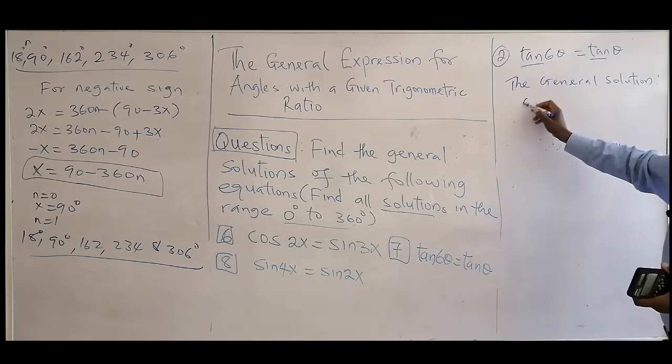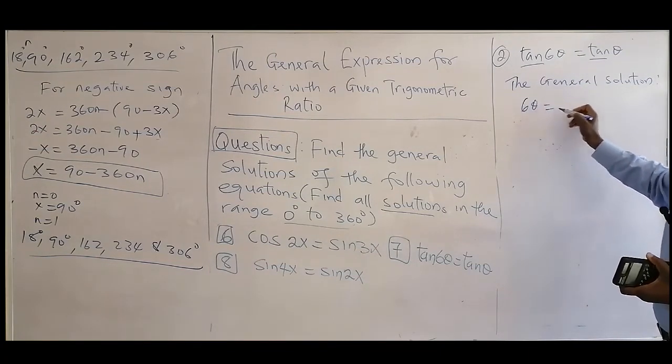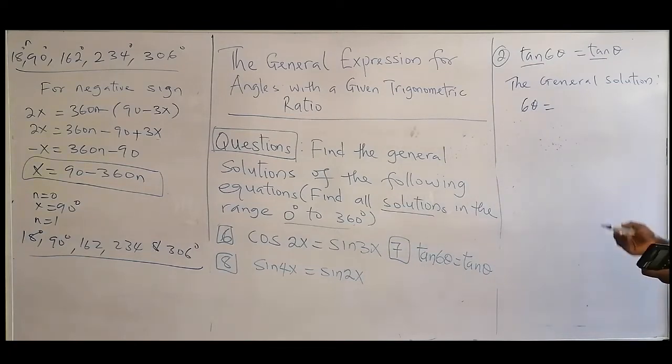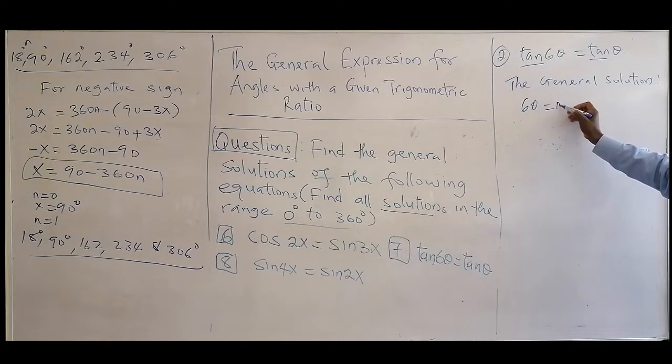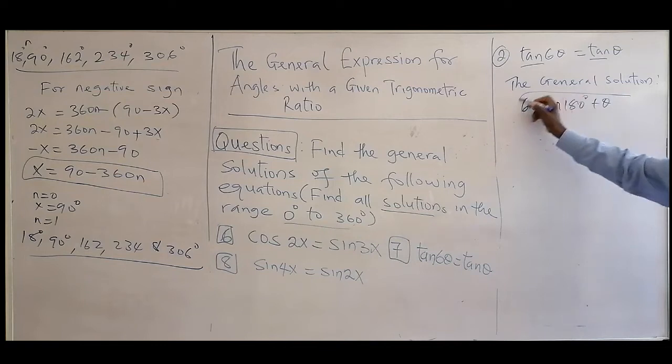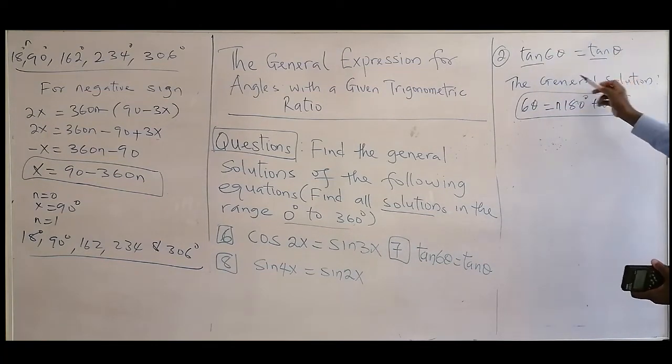is 6 theta equal to, for tangent, we know that it's going to be n 180 degrees plus theta. So that's the general solution, because your tan cancels out. It's 6 theta equal to theta. Okay, so that's your general solution. And don't forget that 6 theta equal to theta is just one solution. We need to find other solutions. So this is the general solution to get the list of the solutions.